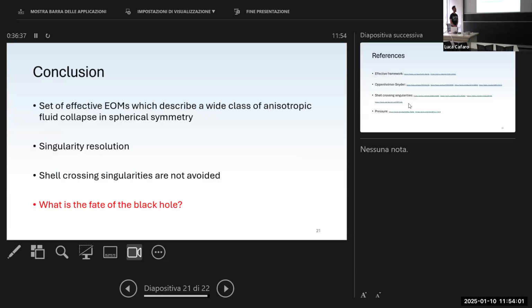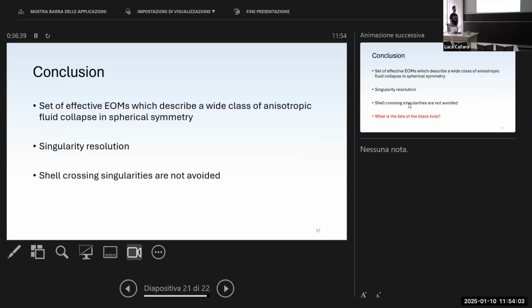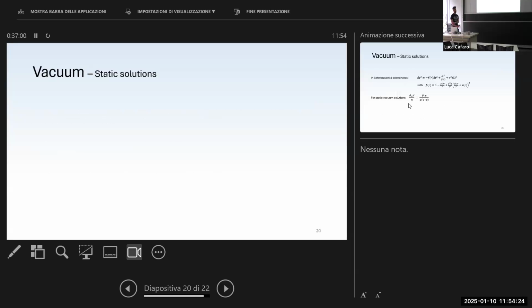Sure, I have a question. I understood that people were happy with the resolution of singularity in quantum gravity because it was avoiding the ill-defined dynamics. So I understand that in your model you still have singularities. Yes, with singularity, yeah.